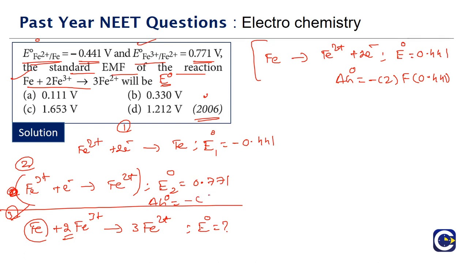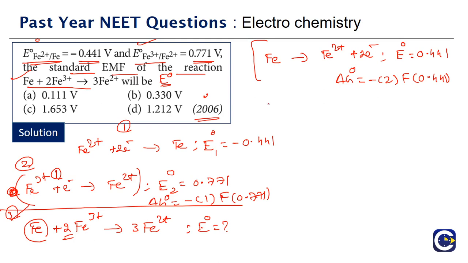Minus n is what here? The number of electrons is 1. So 1 into F into E naught. What is E naught? 0.771. Okay, so this is the del G of the original second equation. Now we have to multiply the second equation by factor 2.